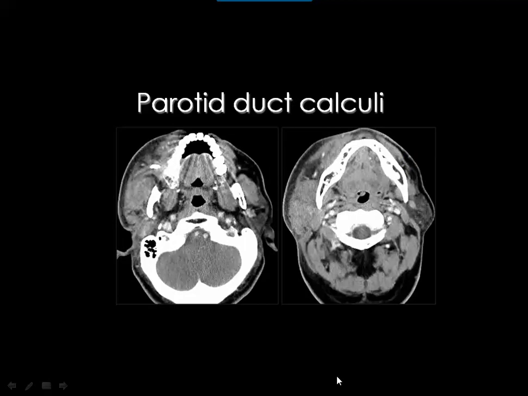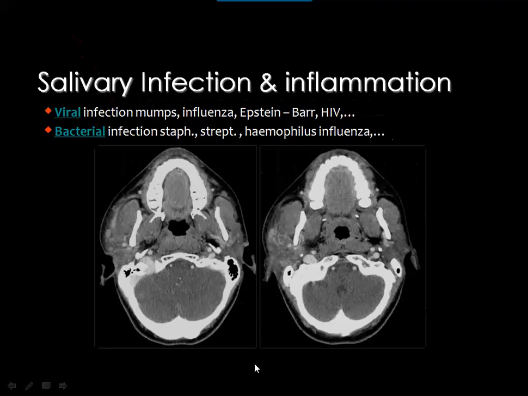Then another example. Here you can see a stone near the terminal part of the parotid duct, and the duct is dilated, the parotid gland is enlarged, it is enhancing, and very importantly, you look at the subcutaneous fat, which is stranded or dirty. Then salivary calculi.